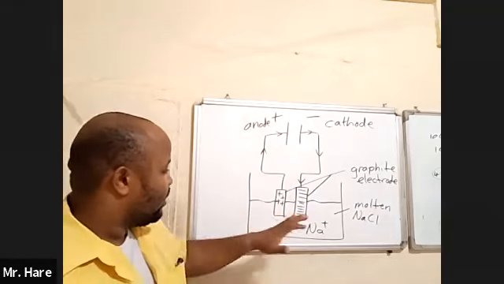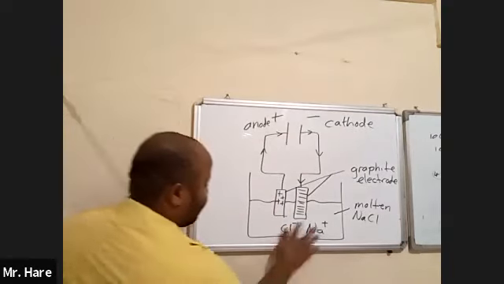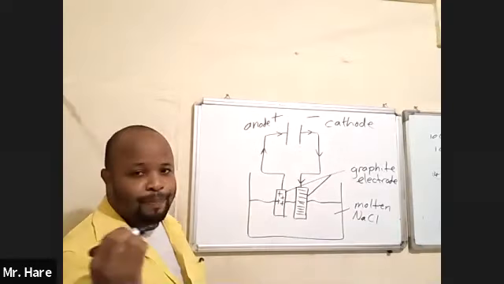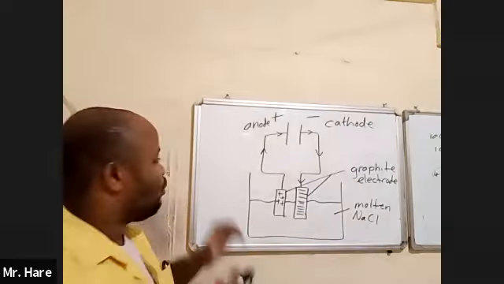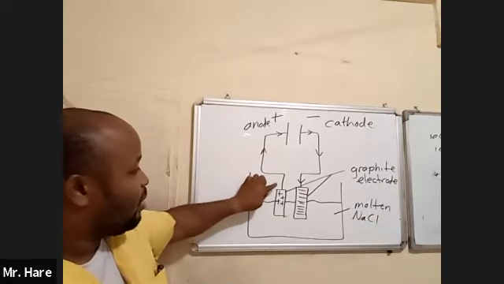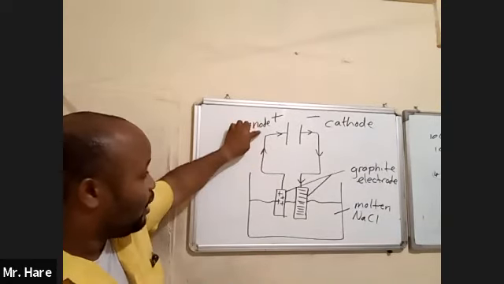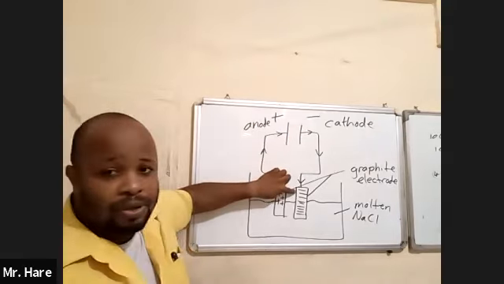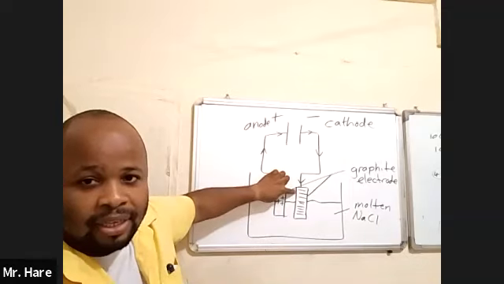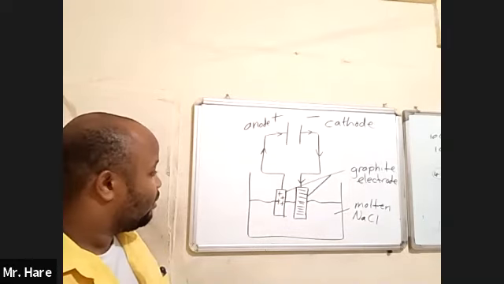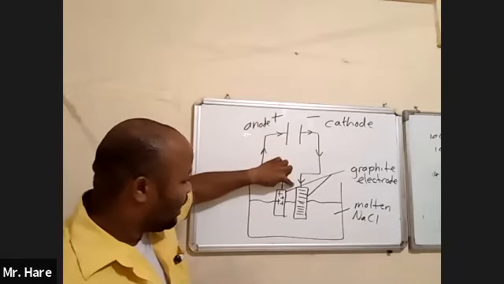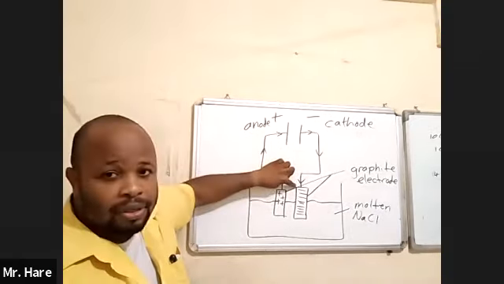So when that happens now, the positive ions. Can you repeat that with the surplus, please? Right, so remember now, the electrons are leaving the anode and they are going around to the cathode. So they are accumulating at the cathode.